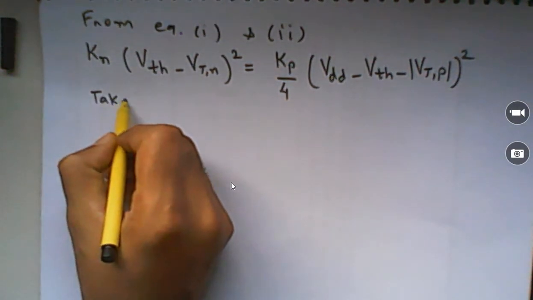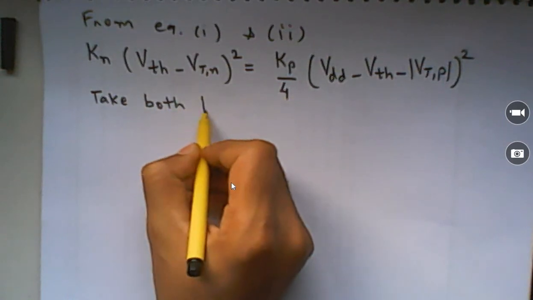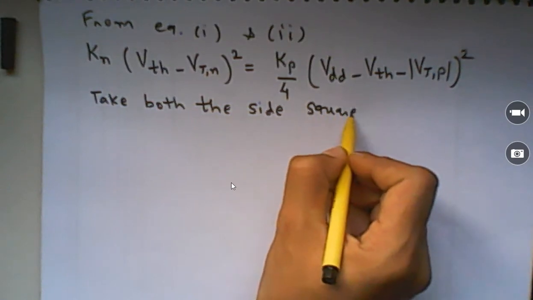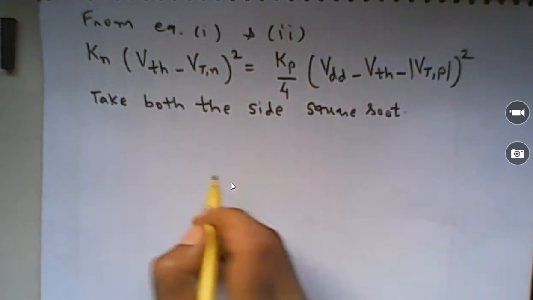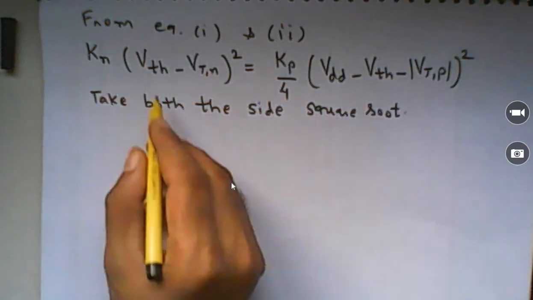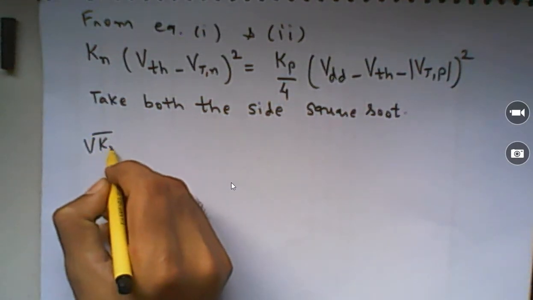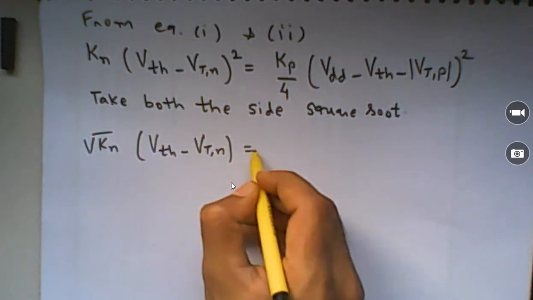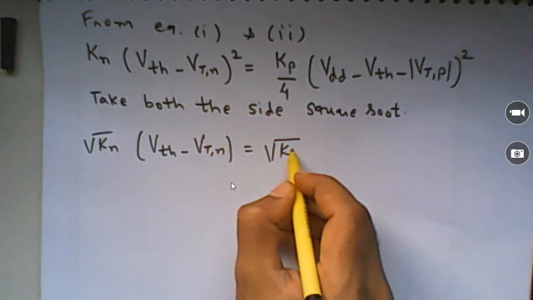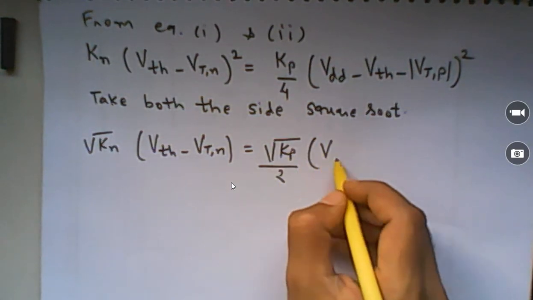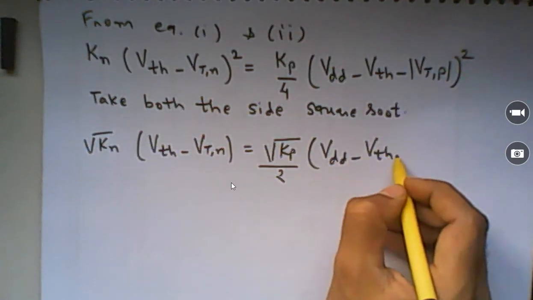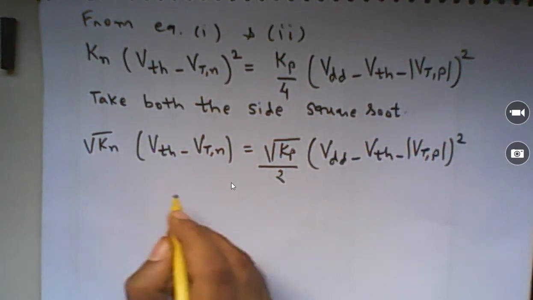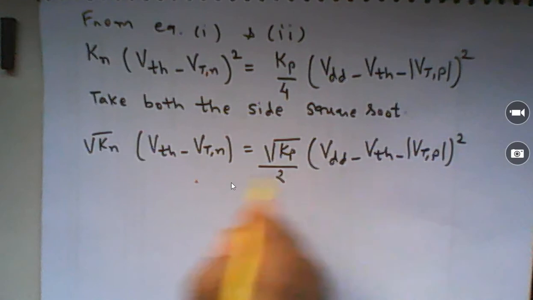So taking the square root, here it is root of Kn (VTH minus VTN), and on this side it is root of Kp by 2 into (VDD minus VTH minus VTP). Our interest is to find out VTH, so let's take the VTH terms to this side.